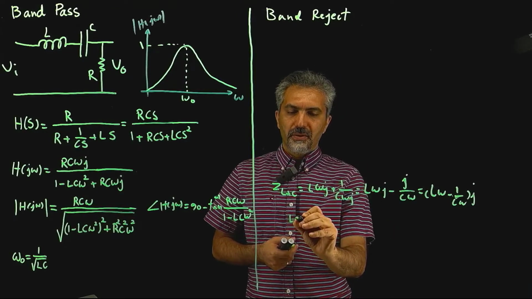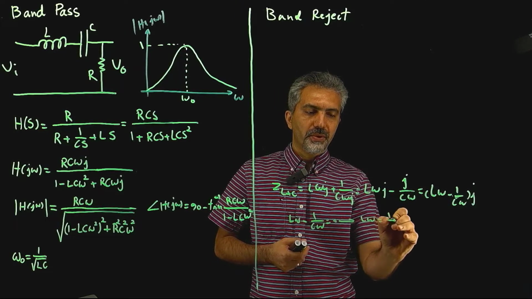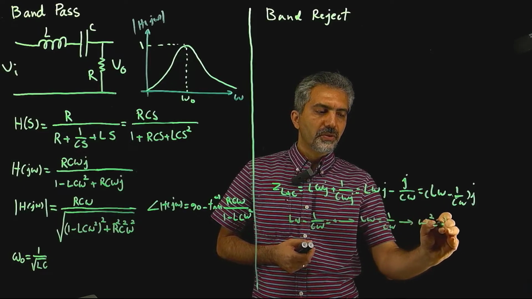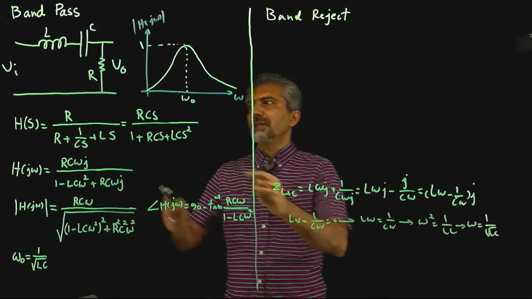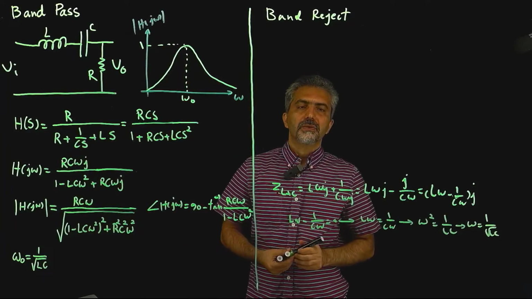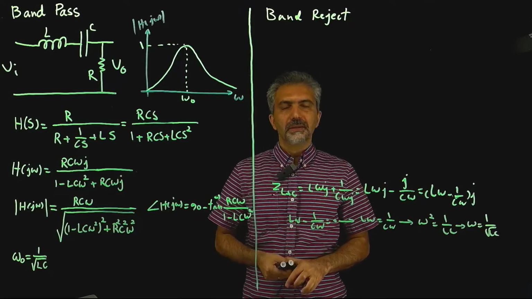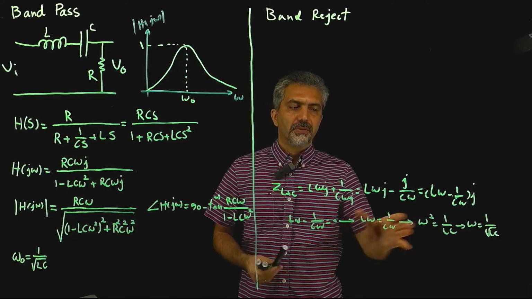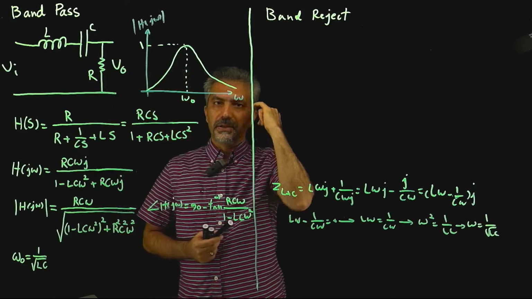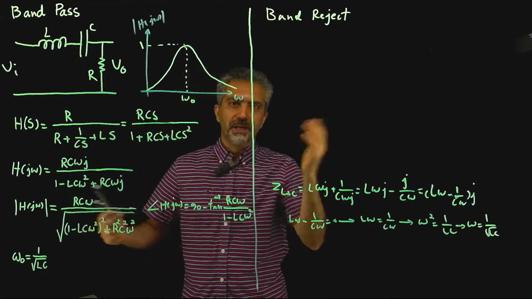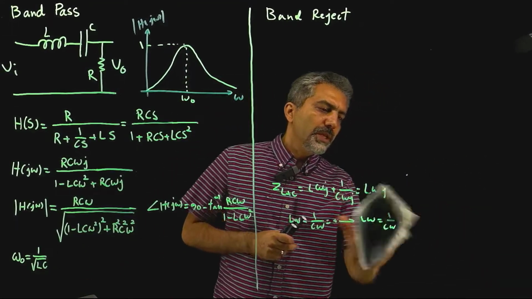In other words, Lω minus 1 over Cω equal to 0. That gives you Lω equal to 1 over Cω. That gives you ω² is equal to 1 over LC. That gives you ω equal to 1 over square root of LC, at which point the impedance of these two components in series with each other becomes 0. So that becomes a short circuit. That's a very interesting phenomenon called the resonance of these two, at which point, for that particular frequency, this node and that node are going to have the same voltage, and that's why all of the signal is passing through. Okay, so keep that in mind.